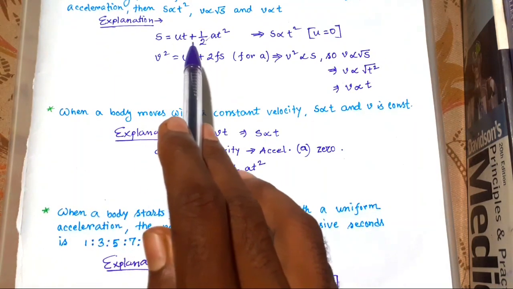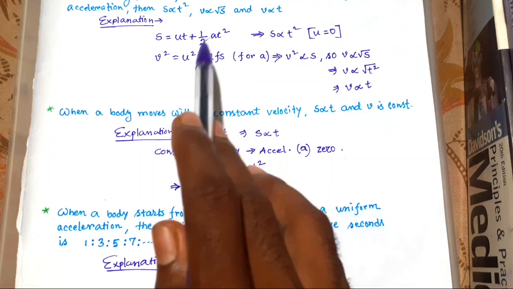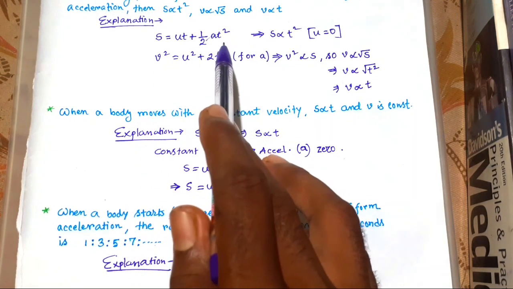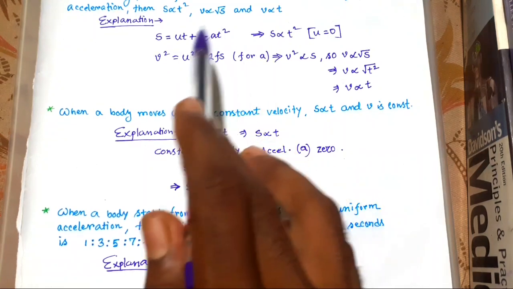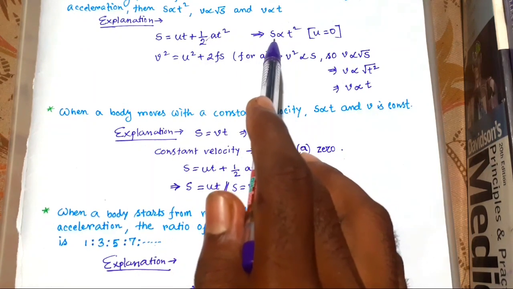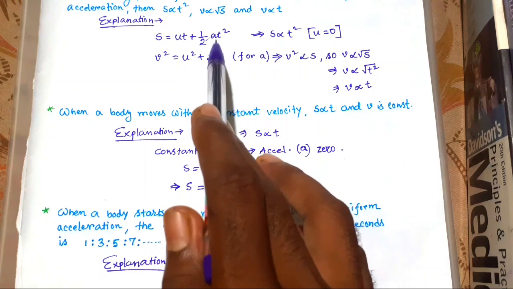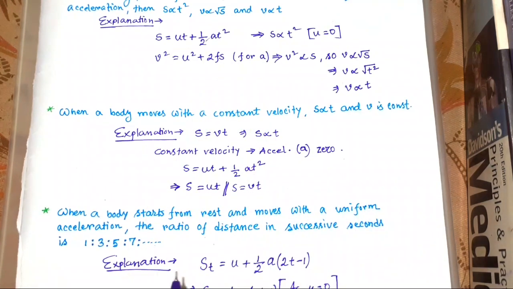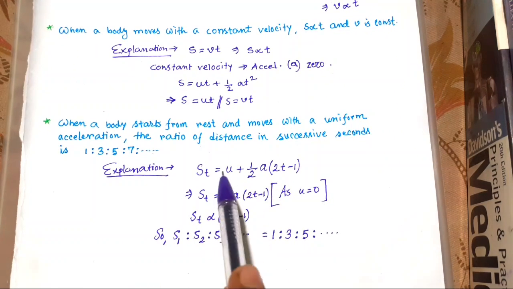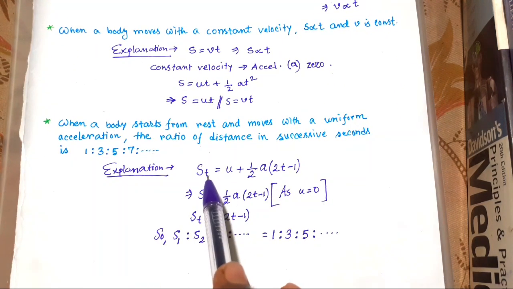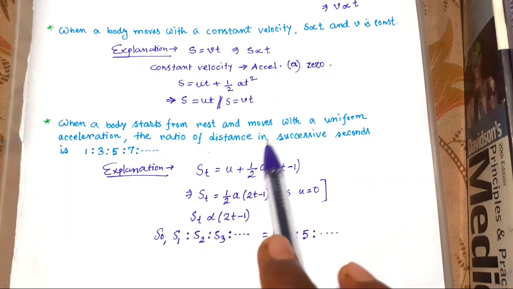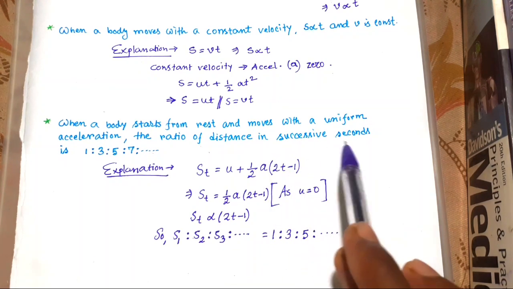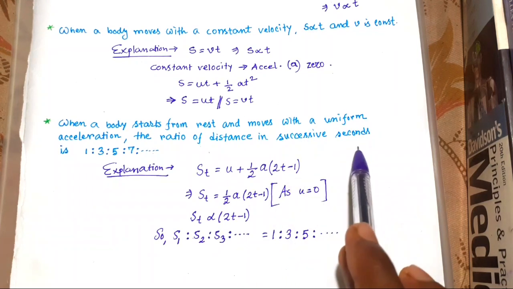Here S equals ut plus half at square. If here we put t equals 2, that means distance traveled in 2 seconds, not the second second. In 3 seconds, not in the third second, okay. This is the difference. Here always if t equals 2, that means the second second. If t equals 3, that means the third second, not 3 seconds, okay.